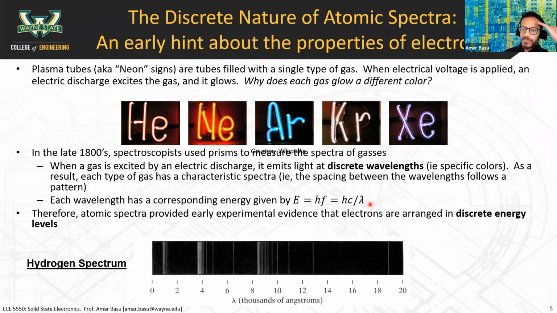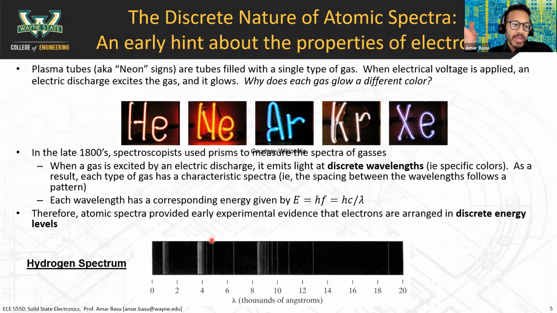So if you have discrete wavelengths that are measured by the spectrogram, that means you have discrete energies that are being given off by the atom. So it's kind of like a fingerprint for the atom. So this led spectroscopists to believe that atoms are giving off discrete energies, very specific energies. It must be somehow related to the internal structure of the atom.